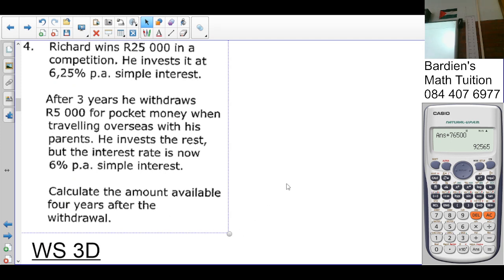Richard wins 25,000 rand in the competition, invested at 6.25% per annum simple interest. After 3 years, he withdraws 5,000 rand for pocket money when traveling overseas with his parents. He invests the rest, but the interest rate is now 6% per annum simple interest. Calculate the amount available 4 years after the withdrawal. Right, so where do we stop? 25,000 rand in the competition, invested at 6.25% per annum simple interest.